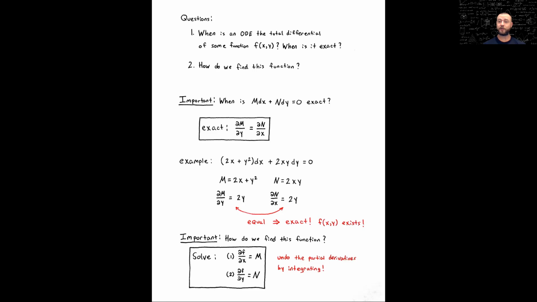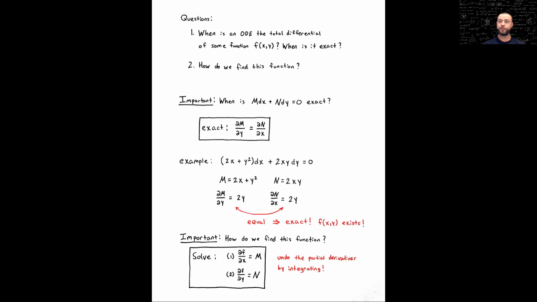So what we have to solve are these two equations in the box at the bottom there. We need the x partial derivative of f to equal m. And again, we're going to know what m is. And we also need the y partial derivative of the function to equal n. All right, the main idea is we're going to undo the partial derivatives by integrating, which is the main theme for our course. We're almost always going to undo derivatives by integrating.